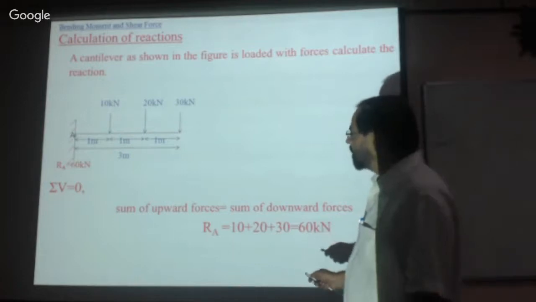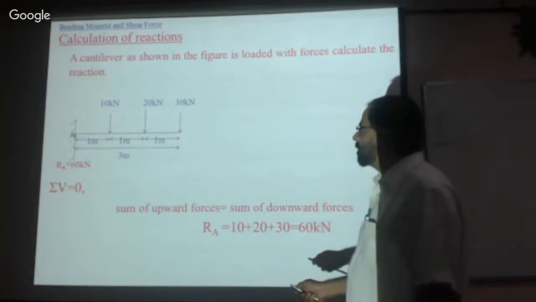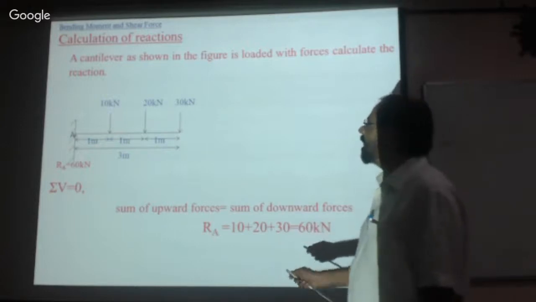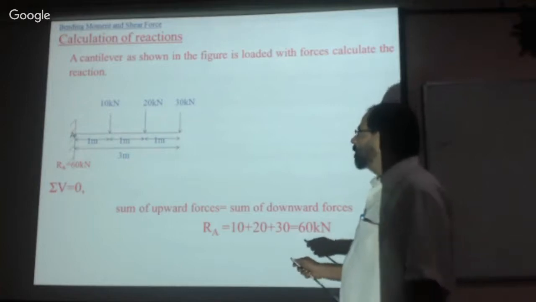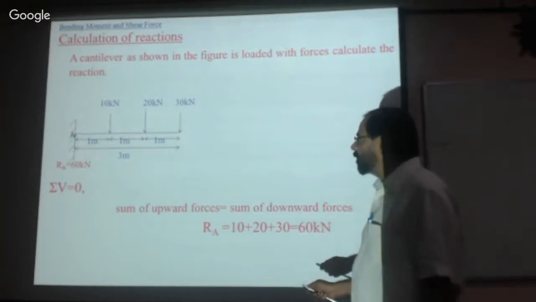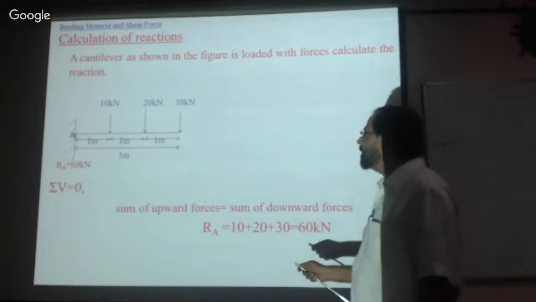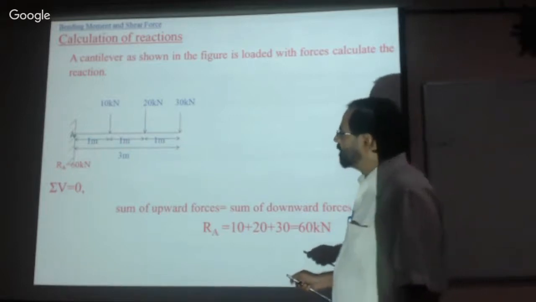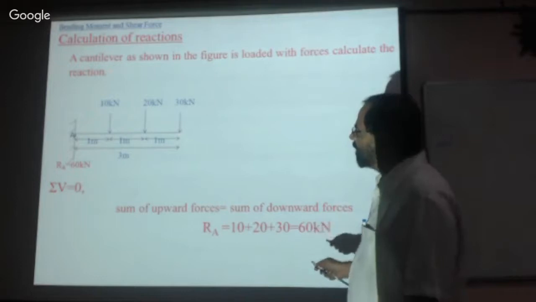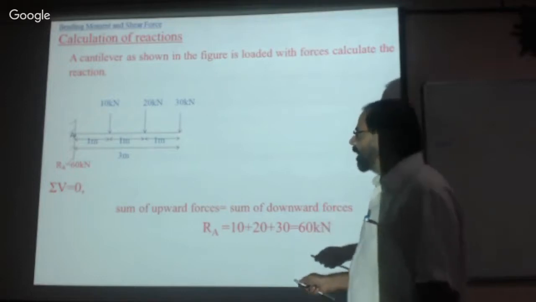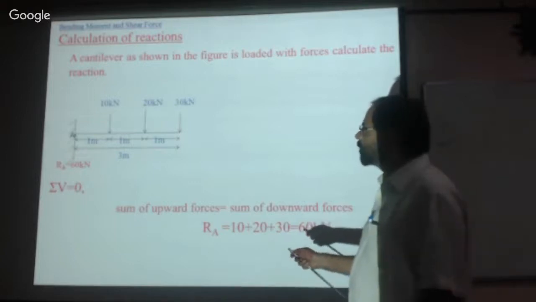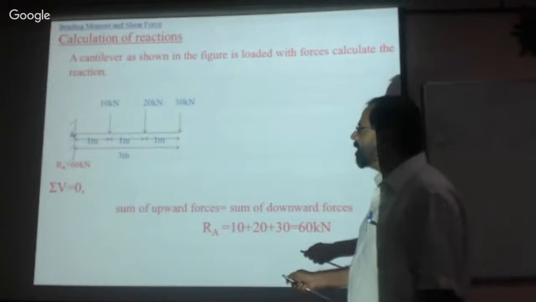Therefore all these forces are acting downward, so this reaction must be in the upward direction, because we have to maintain the equilibrium condition. Therefore we need to design the structure for a 60 kN load, to resist this 60 kN load. We have only one support here, and all the vertical forces are acting downward, so there will be a reaction in the upward direction. Therefore the sum of the downward forces must be equal to the sum of the upward forces.